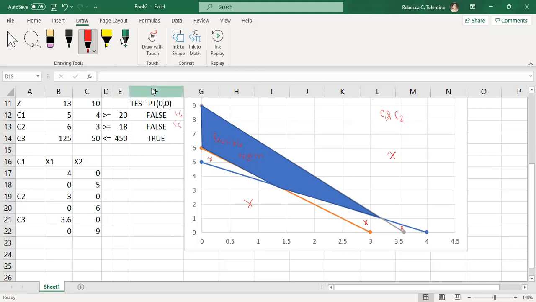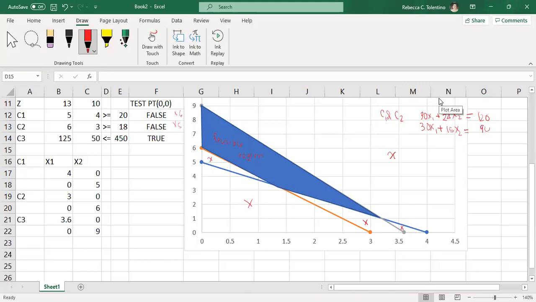So if we multiply the first equation by 6, we will have 30 x1 plus 6 times 4 is 24 x2 equals 20 times 6 is 120. Now, yung C2, we will multiply by 5. So that's 6 times 5, so that's going to be 30 x1 plus 5 times 3, so that's 15 x2 equals 18 times 5, 90.